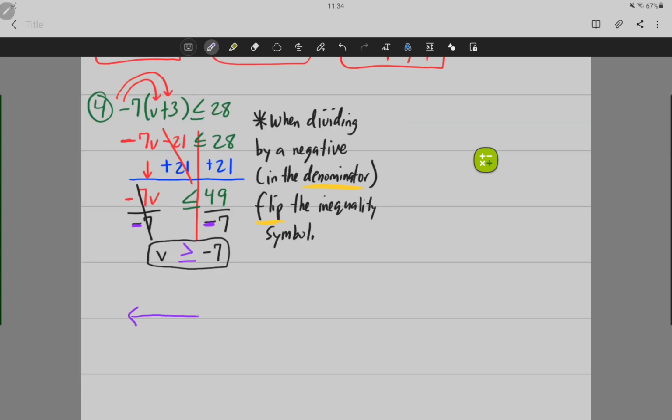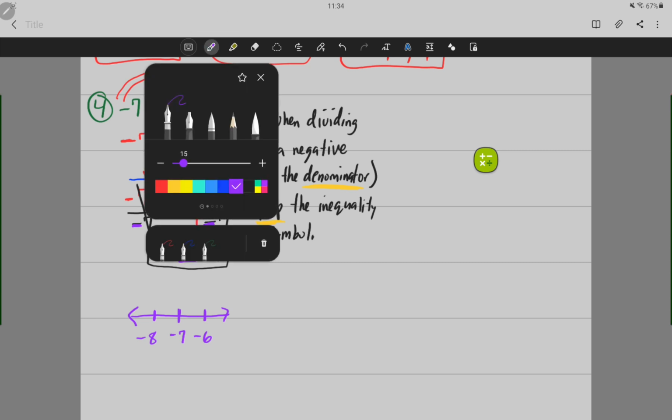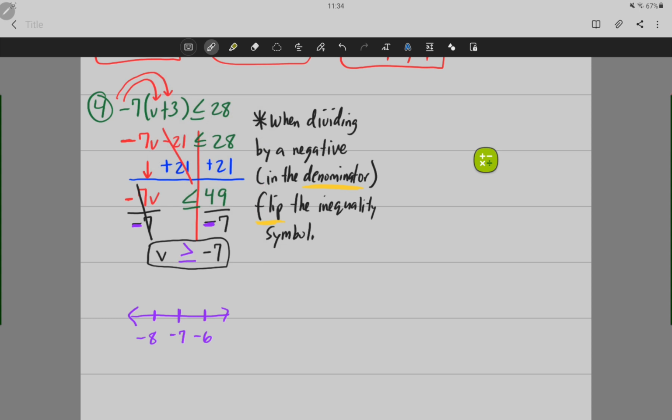Draw your number line. Keep it simple. Just in the middle, put your solution. Our solution was the number -7. One number greater than that, which is -6. One number less than that, which is -8. And your circle also goes over your solution of -7.